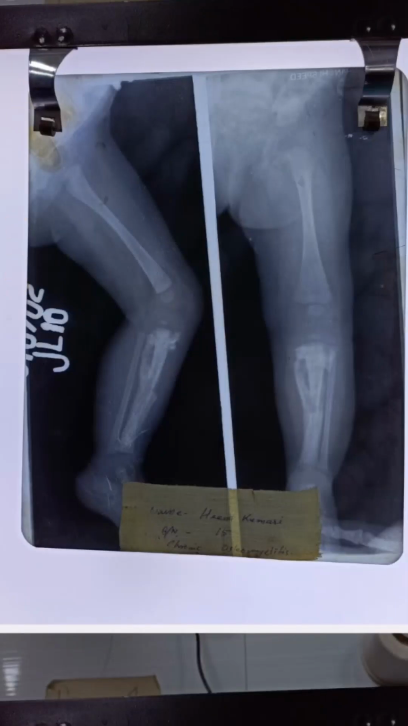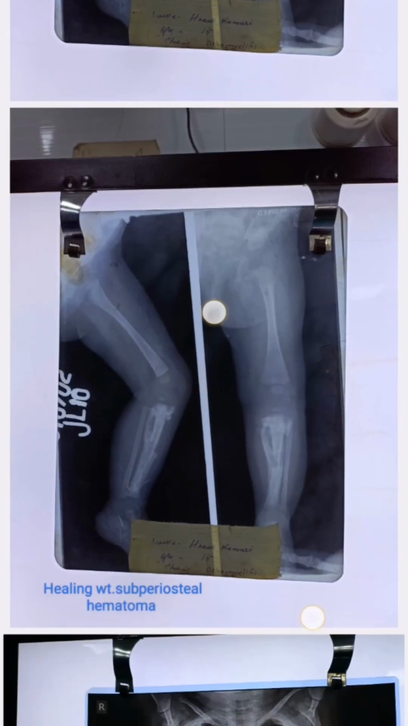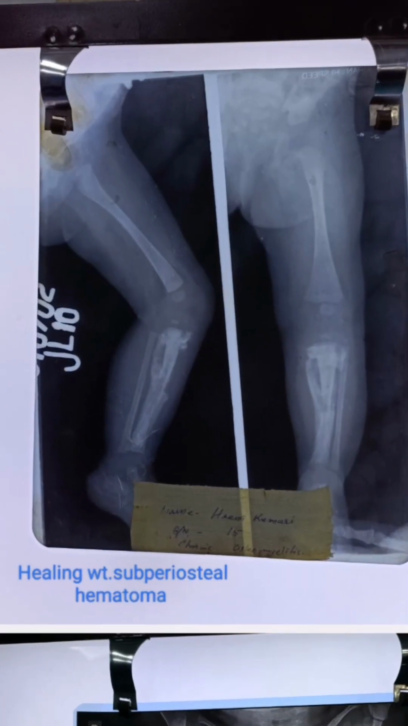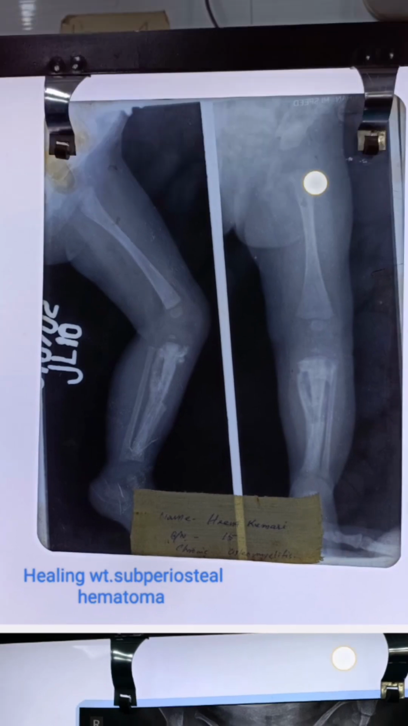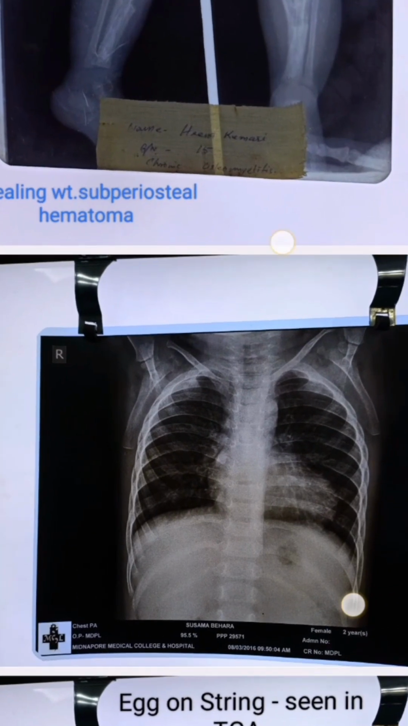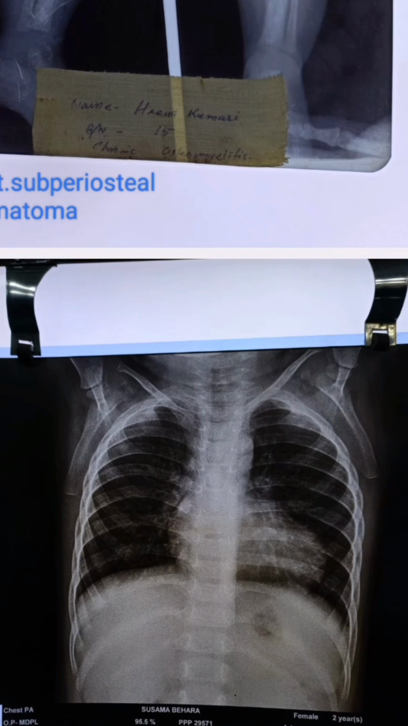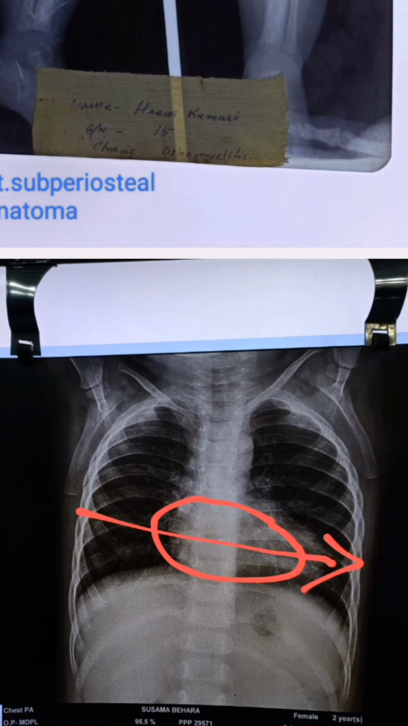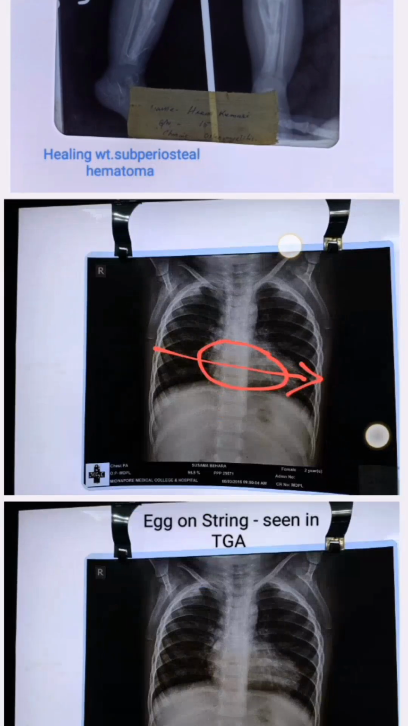In this video, we will study the different X-rays given in pediatrics. Now this is a sciagram or X-ray showing subperiosteal hemorrhage with calcification of the hematoma. Usually underneath the periosteum this hemorrhage is not seen, but if calcification is there, you can make out the subperiosteal hemorrhage. Now this is a classic egg on a string appearance that is seen in transposition of great vessels.